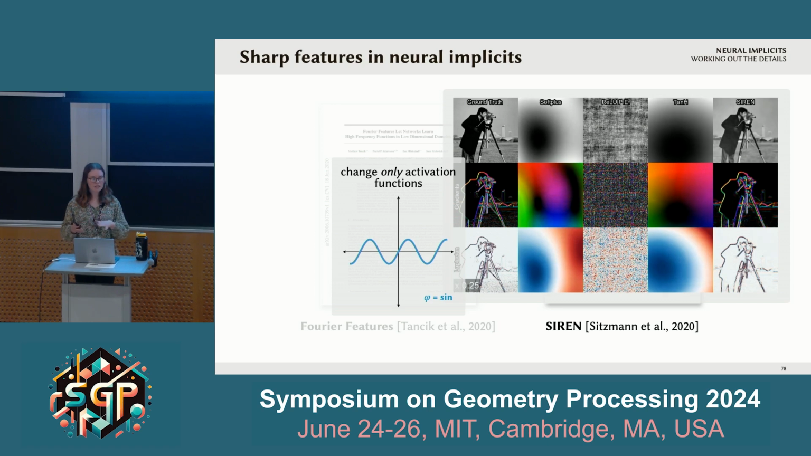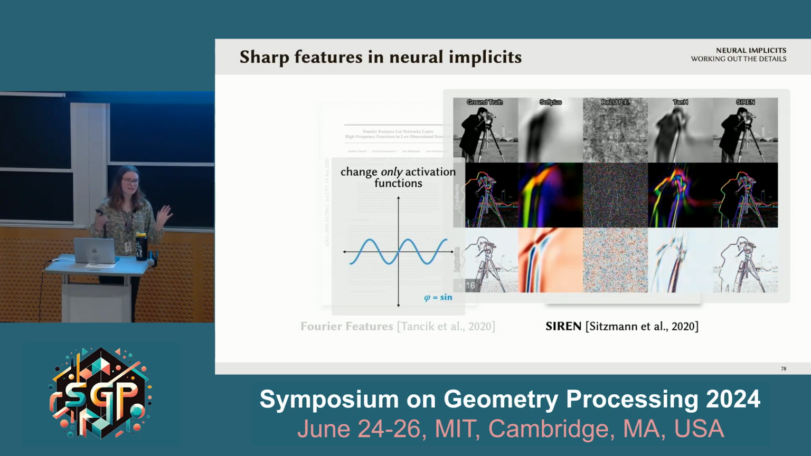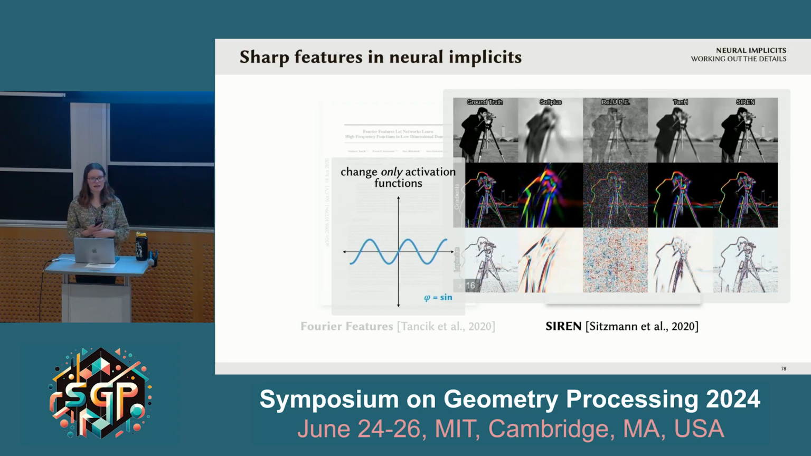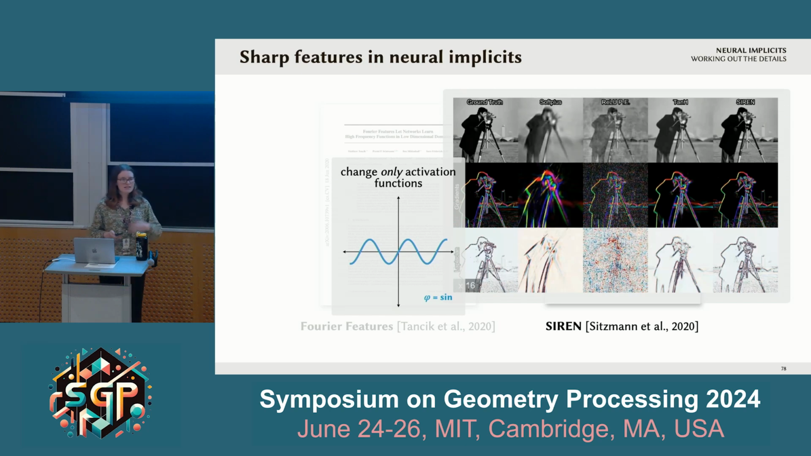Another way we can do this is with this paper called Siren. Unlike Fourier features, this is only changing the activation functions in a network. They simply say that instead of using ReLU activation functions, we should use sines as our activation functions. This gives the network some ability to reason about details at different scales. This is a really easy change to make, but if you're trying to use it in practice, it's important to be aware that you also need to make sure that you're initializing your network properly.